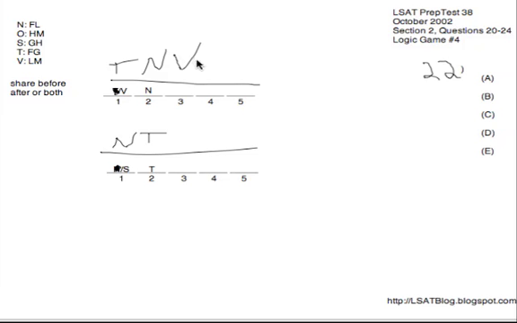Moving forward on this, V has LM, so I'm going to put O on 4, and then the only song remaining is S. And O and S share H. So TNVOS is a valid scenario.